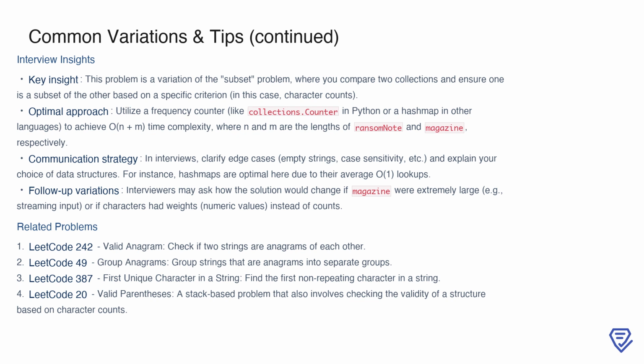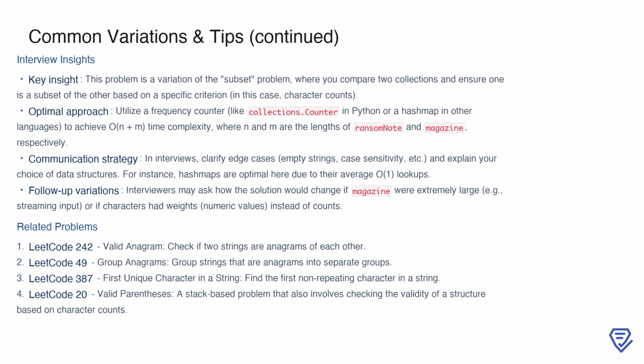During interviews, it's important to communicate your thought process clearly. For example, you should clarify edge cases, such as how empty strings or case sensitivity are handled, and explain why you've chosen specific data structures. Hash maps are particularly effective here because of their average O(1) lookup time. Be prepared for follow-up questions as well. Interviewers might ask how you would handle variations like a very large magazine, potentially processed as a stream, or how the solution would change if characters were associated with weights instead of counts.